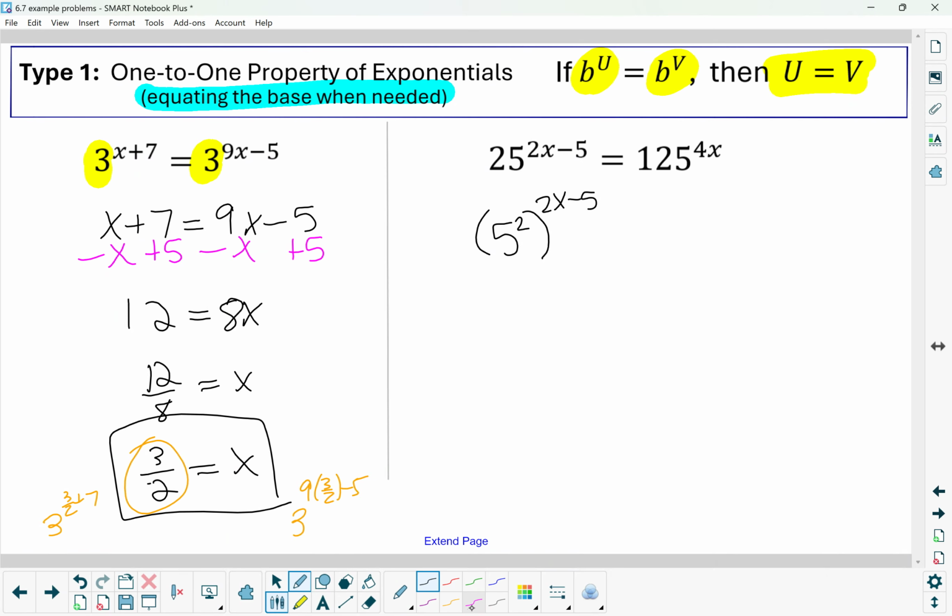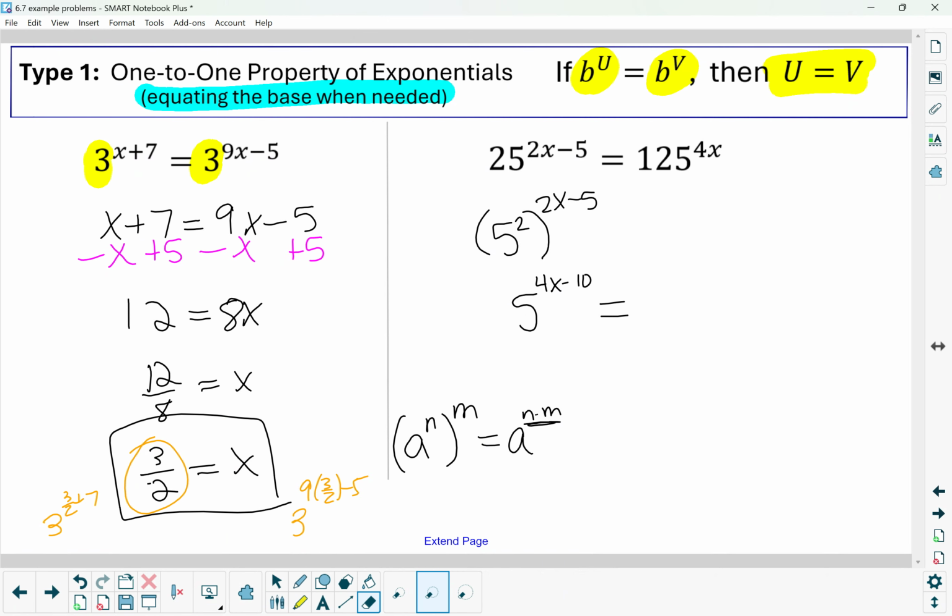Doing that allows me to use the rules of exponents to make this into just a base 5 exponential. Our exponent rule says if we have a base with a power that's raised to another power, we can multiply those powers together. We have a 5 with the power 2, and that's raised to the power 2x minus 5. We can multiply those powers together, so this is going to be 4x minus 10 as the power.